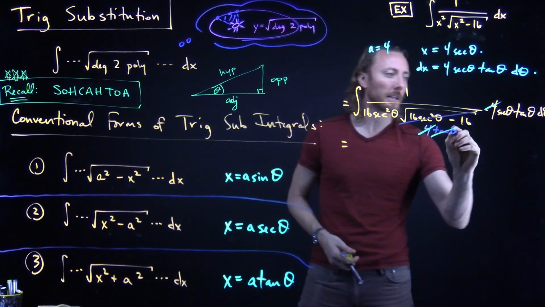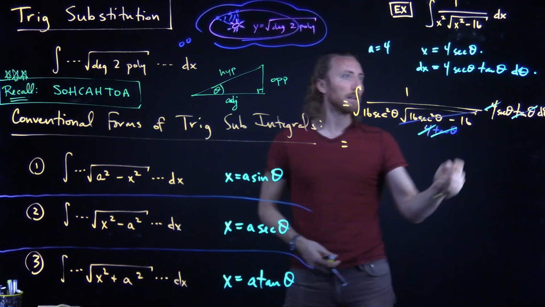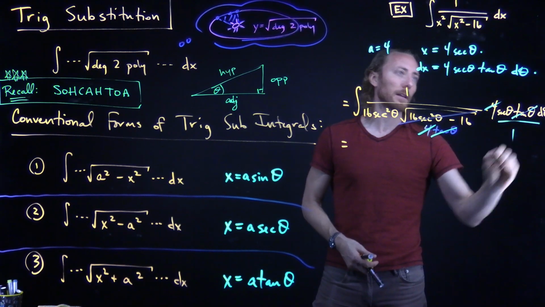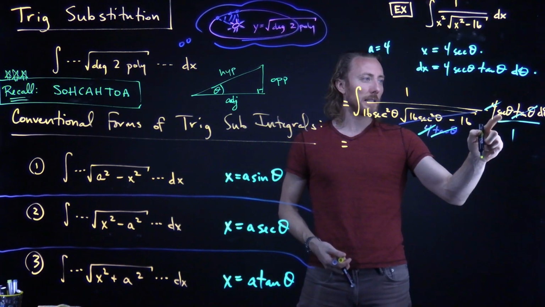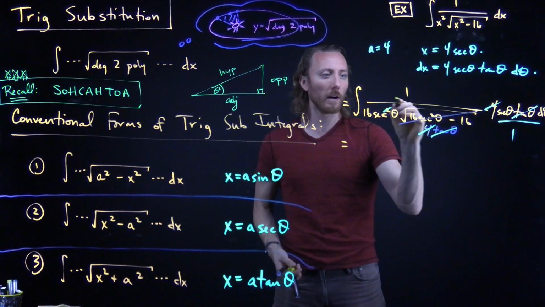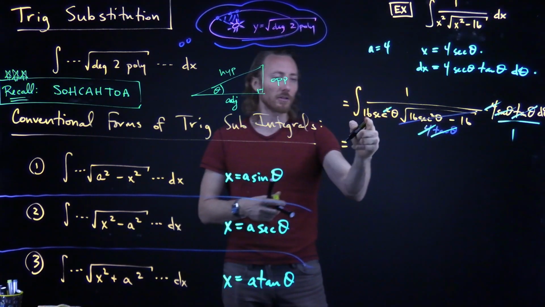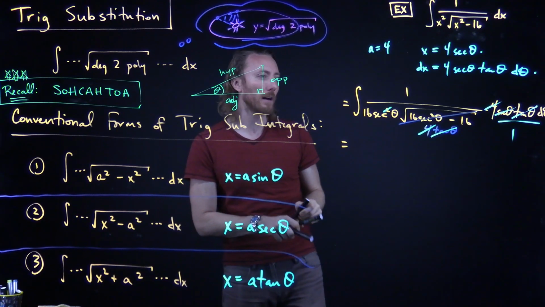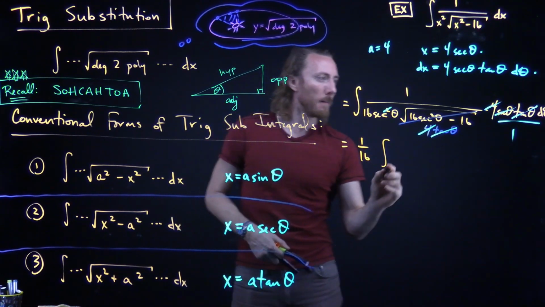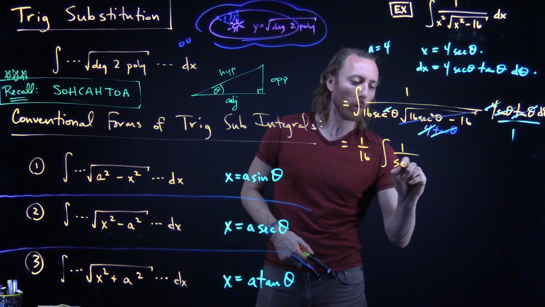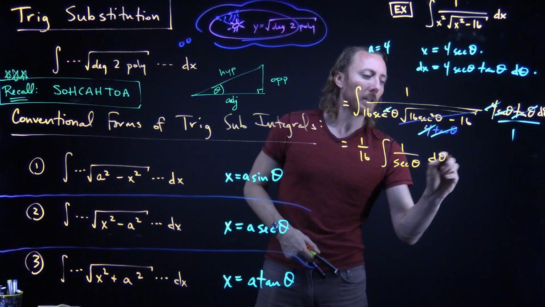The tan downstairs cancels with the tan upstairs, right? Because all this bit that was in the dx was like dx over 1. That was all upstairs. One of the secants upstairs cancels with one of the secants downstairs. And actually that 16 that's inside is just a constant multiple in the denominator. So we could factor out a 1/16, and we'll be left with just 1 over secant theta d theta.